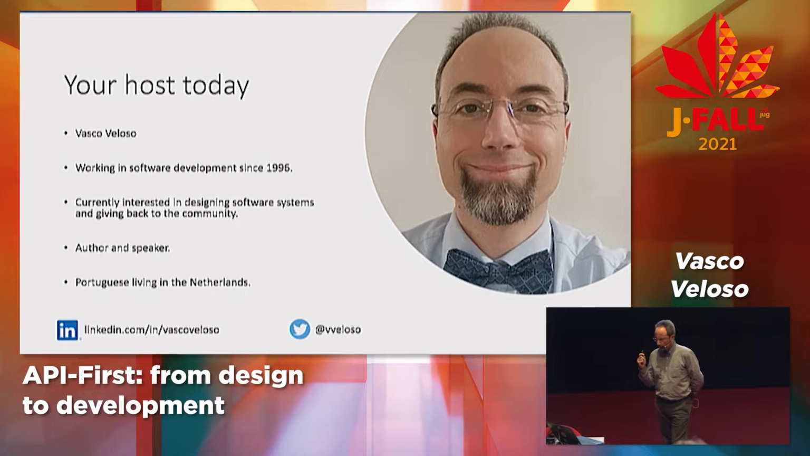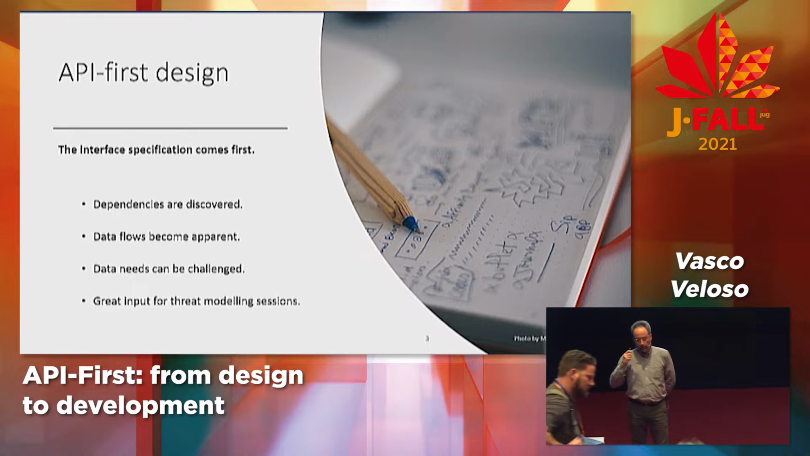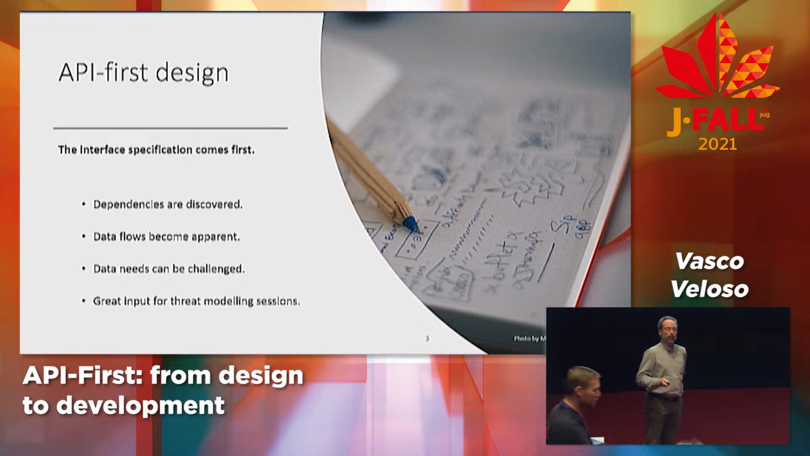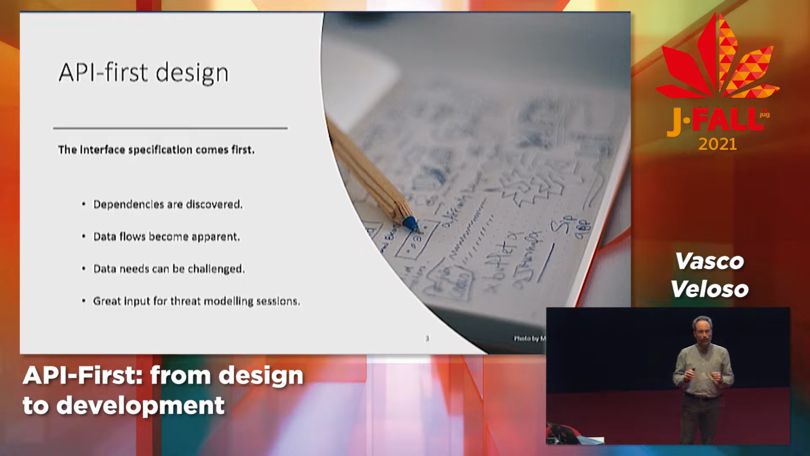Now, what is API-first design? For those who are not so familiar with the term, what is the whole idea behind it before we get to the actual development and implementation part? Well, the idea with API-first design is that the interface comes first. So before you actually start writing production code, you define your interface, you define your API. What's the advantage of starting with the API?